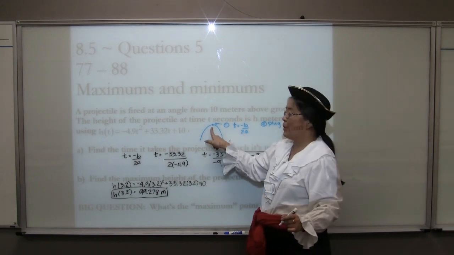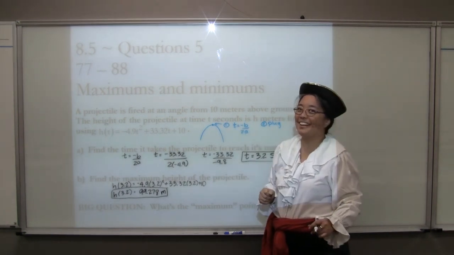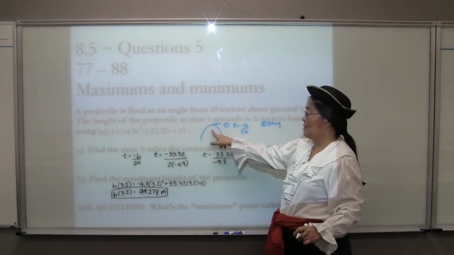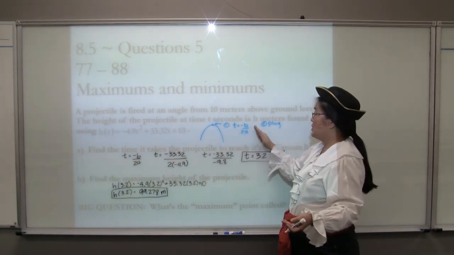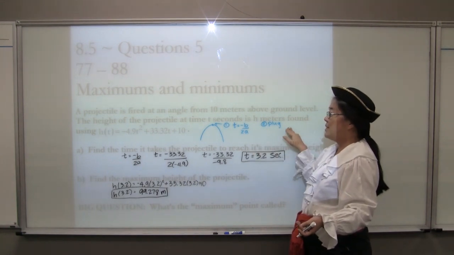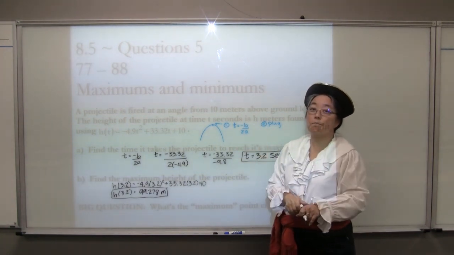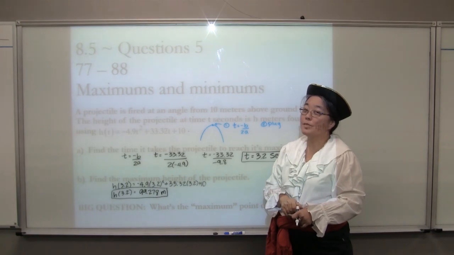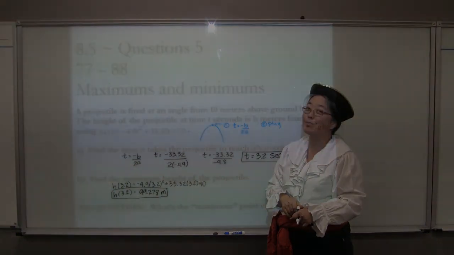What is this maximum point called? I hope you remember. That maximum point is called the vertex. How do you find the vertex? Use the variable, in this case t equals negative b over 2a, and then you plug it back in. That is an amazing skill to know. You will be using that skill from now through calculus, those of you who are going on.